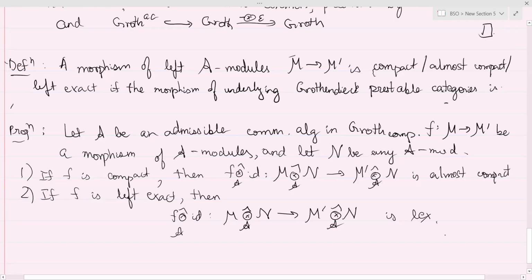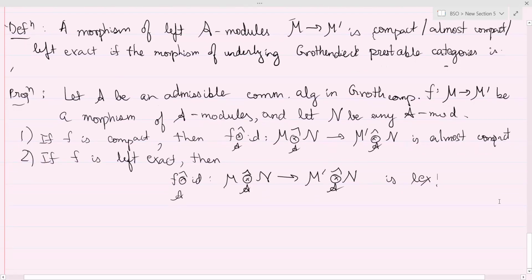Recall that we have both of these properties in Groth, which say that if you have a morphism of Groth-complete stable categories which is almost compact or left exact, the corresponding property holds whenever you take the tensor product with any other object of Groth. So we will use this, and we will use the nice behavior of the bar complexes once again. These are actually two statements whose proofs are quite different, but I just clubbed them because the rest of the statement is the same.